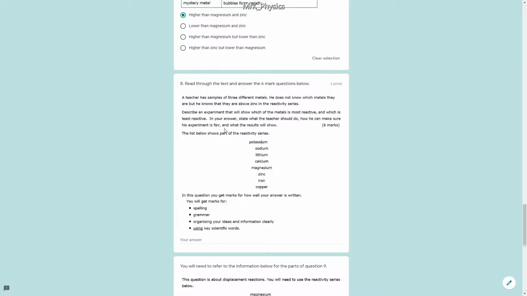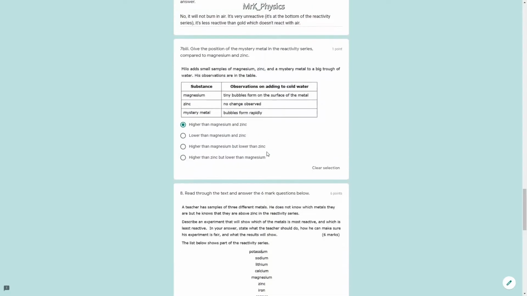The list below shows part of the reactivity series, so this time we've got a slightly different set of metals: potassium, sodium, lithium, calcium, magnesium, zinc, iron and copper, and we're told that they are above zinc. Now, what's the significance of the question telling us that they're above zinc? The significance is that they will react, for example, in water.